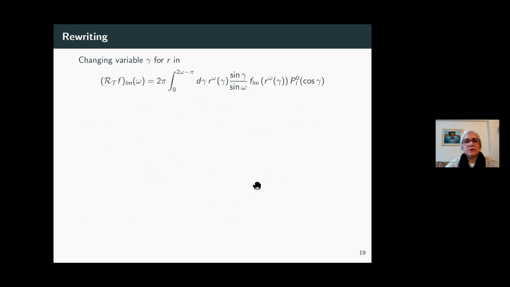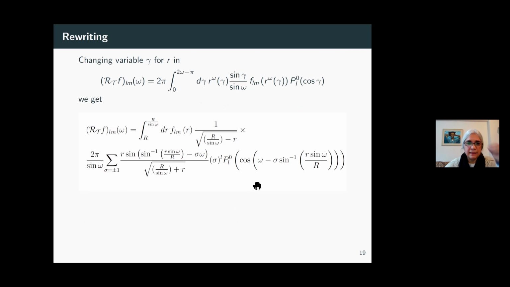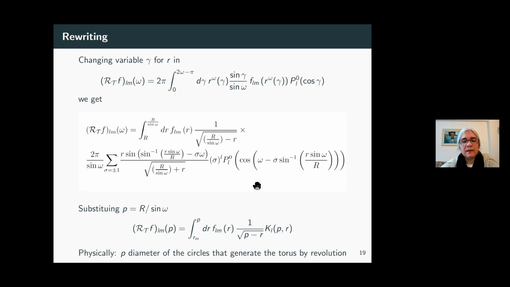Primero, lo que tenemos que hacer es llevar esta ecuación integral a la ecuación de tipo Abel generalizada. Para eso, se hace un trabajo de cambios de variables, utilizamos propiedades geométricas e identidades trigonométricas para llegar a esta relación. Entonces aquí hemos cambiado la variable omega por la variable P. P es el diámetro de los círculos que generan el toro por rotación alrededor del segmento SD.